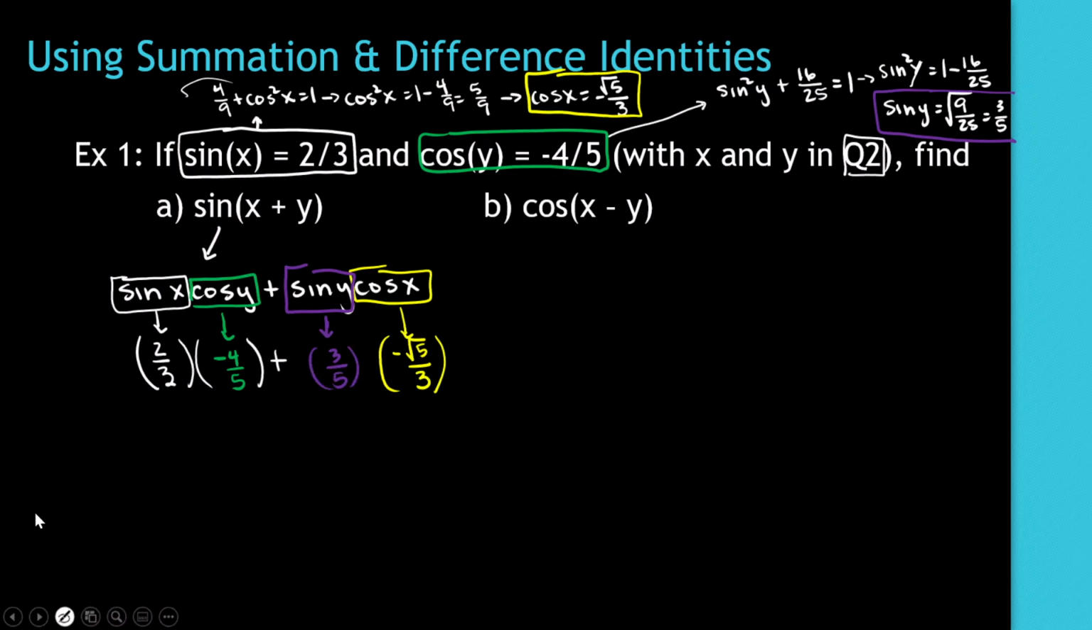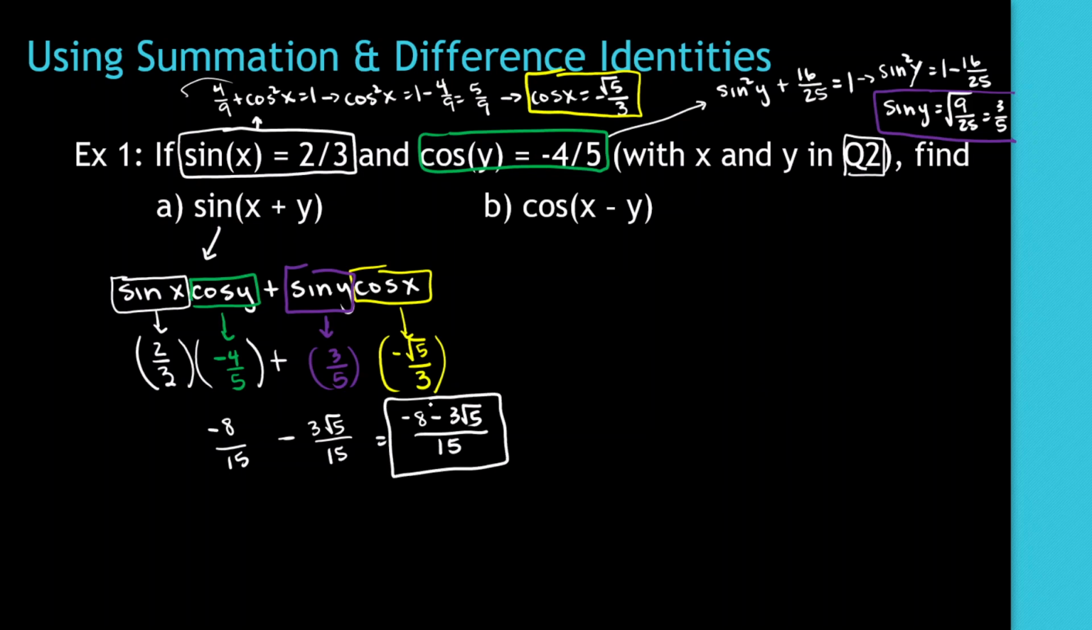And now we can simplify what we've got. So I'll have -8/15 minus 3 square root of 5 over 15. And so we could write our answer this way. Notice I did not have to find the angle. We could have used inverse sine to figure out what angle this was. We could have used inverse cosine to figure out what this angle was. But I didn't need to know that. I just was able to use my identity to get there.